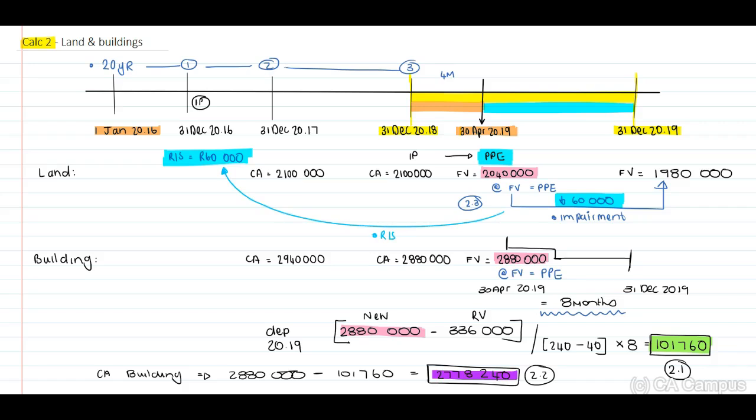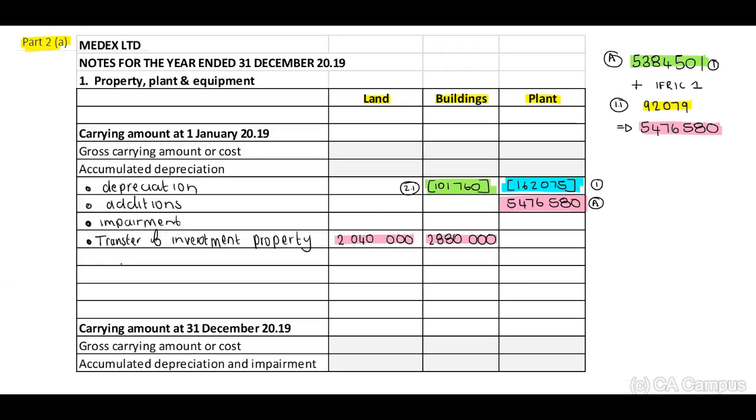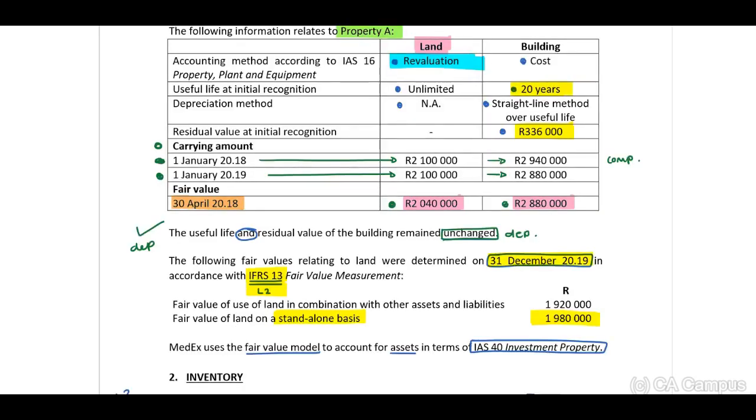Therefore, in our PPE note, I need to include this, and this will be a revaluation deficit against the OCI account. Please write this deficit out, guys. And this is the 60,000, and this is our calculation 2.3. Right, therefore, we are now able to tick off this section in terms of our land and move on to our inventory.